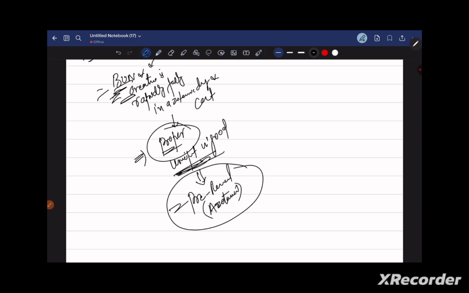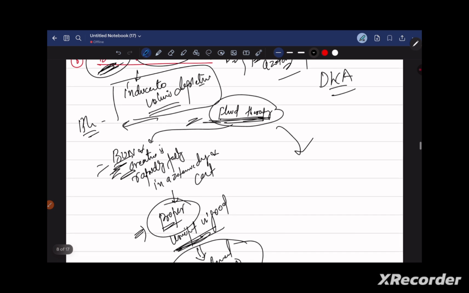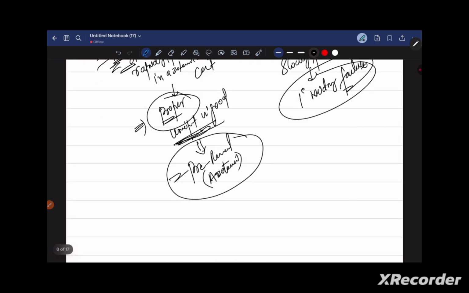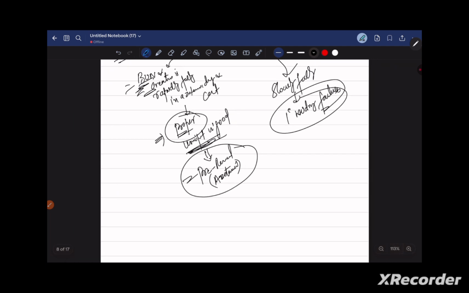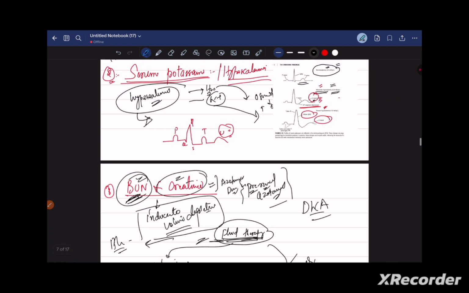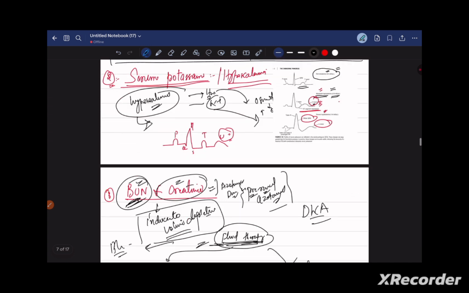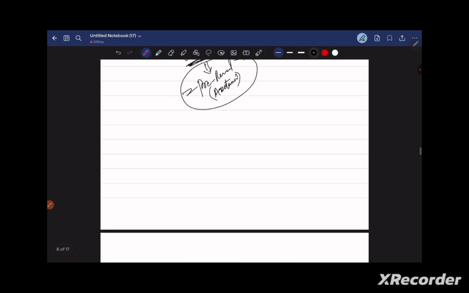Second, if it is falling slowly, remember, the azotemia is because of primary kidney failure. So it will help you in differentiating these two conditions. Okay, so this is the blood urea nitrogen. Next, what happens to the potassium and the sodium in DKA patients. Third is what will happen to the serum osmolality.